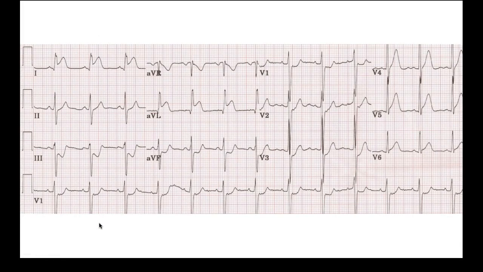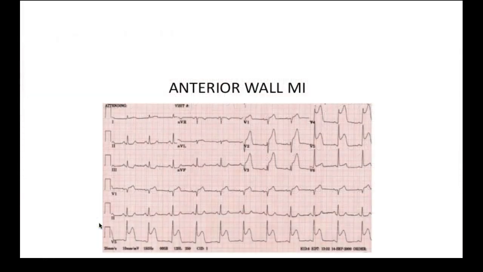I'm not sure how much time passed there, but if you look, we're looking at lead 1 and AVL, and you see the ST elevations there. You see how high that ST segment is off the baseline. So we're looking at a lateral wall MI, and you can see the reciprocal changes, which is common in some of the inferior leads. Look at lead 2, lead 3, AVF. You see the ST depressions there. This is a lateral wall MI.